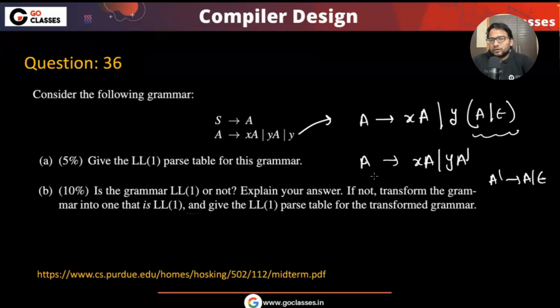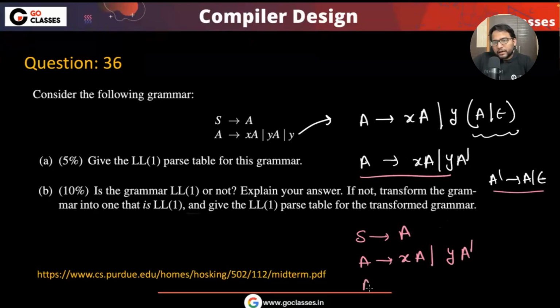So this is the left factored grammar. Now let me write the whole grammar. S gives A, and then A gives X A Y A dash, and A dash gives capital A or epsilon.